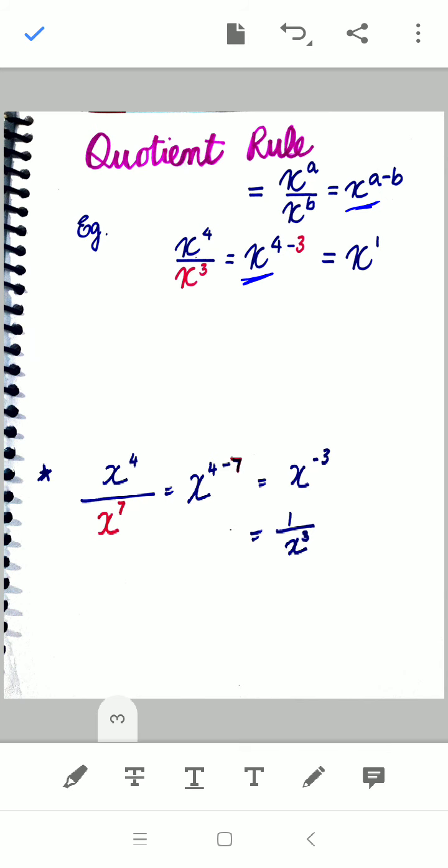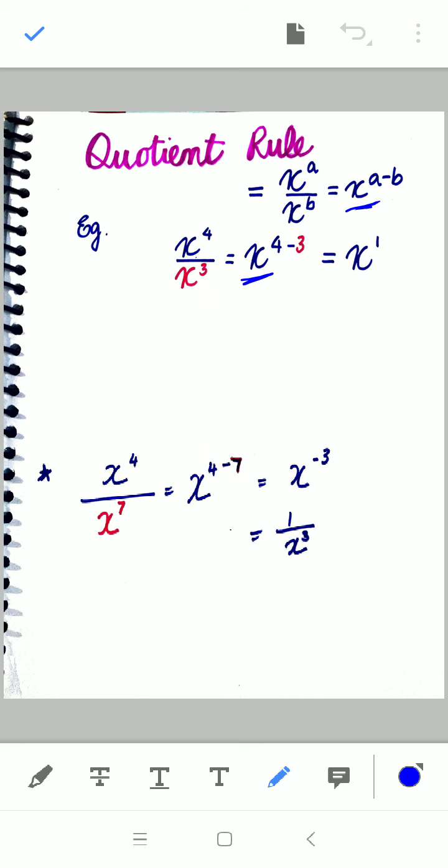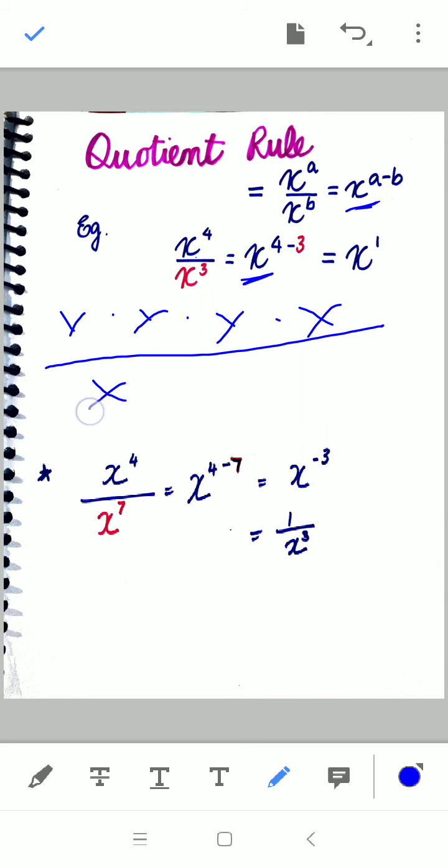We can expand it a little more. X raised to the power 4 means what? X multiplied by x multiplied by x multiplied by x upon x raised to the power 3 means what? X multiplied by x multiplied by x. So you can see here 3 x's are cancelled and 1 is left. So this is how we get that x raised to the power 1.